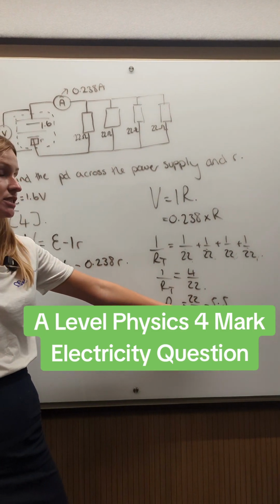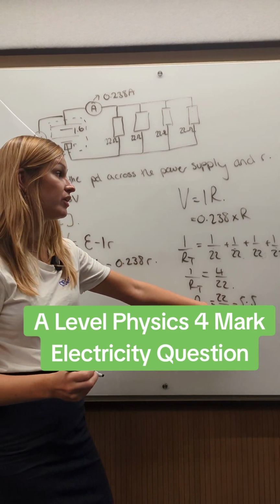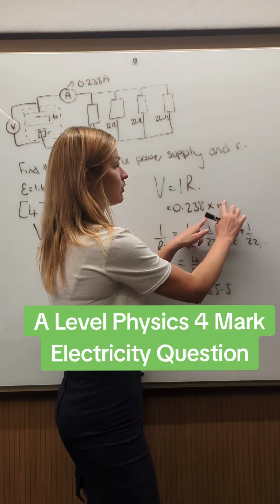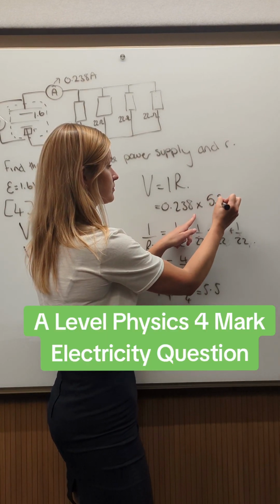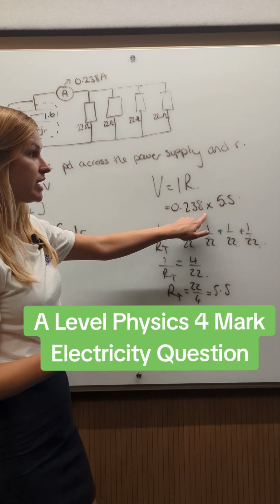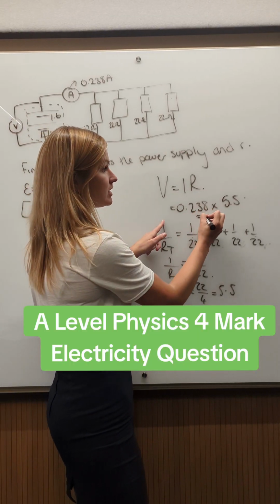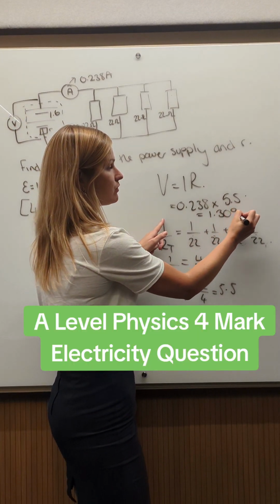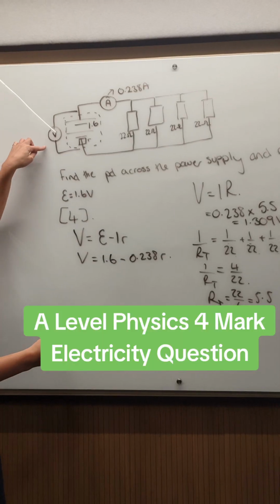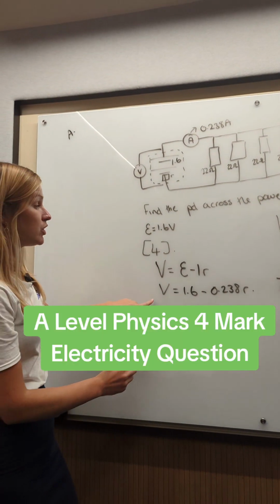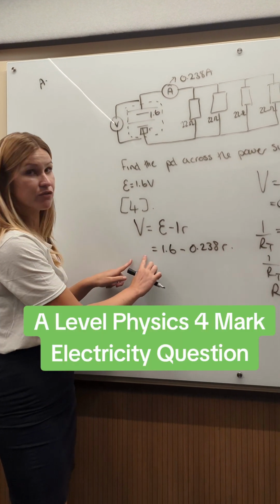So now that I know the resistance of the external circuit is 5.5, I can just plug that number in there to find out what V is. So I do 0.238 times 5.5, I get a final answer of 1.309 volts. So that's what my voltmeter says. So the first part's done. So now I can write that number in there because I know what that voltmeter says.